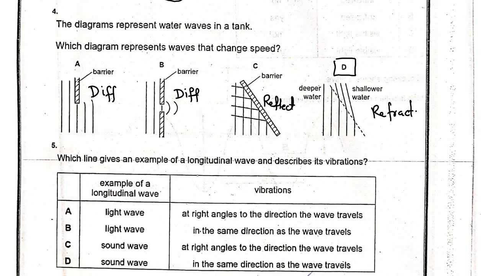Question number 5. Which line gives an example of a longitudinal wave and describes its vibration? So a light wave is an EM wave. Option A and B are incorrect. And the correct answer will be option D, in which sound wave is a longitudinal wave, and in this wave vibration is along the direction of wave or parallel to the direction of wave. So the description of the vibration of particles and the type of wave represented in option D are correct.